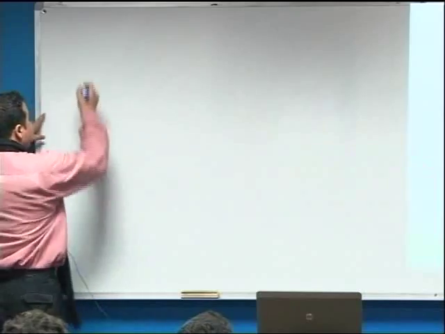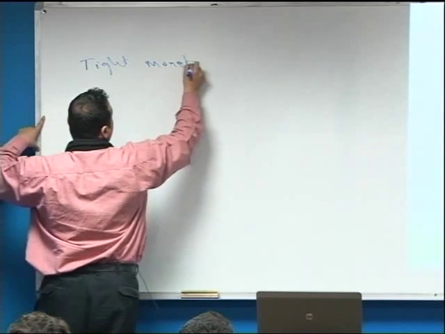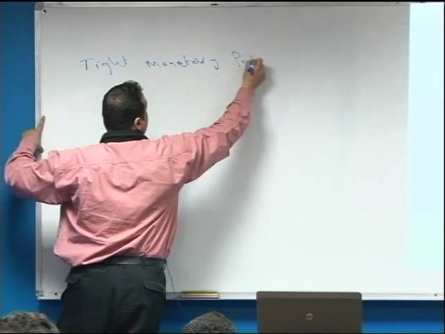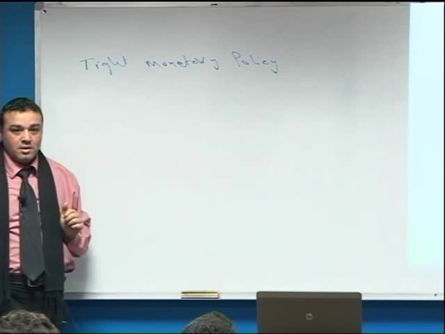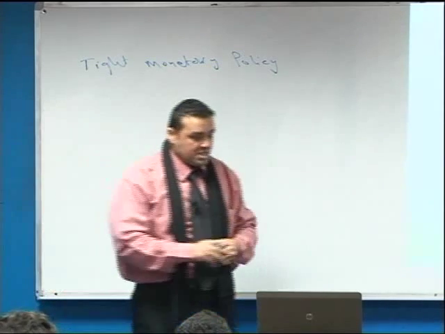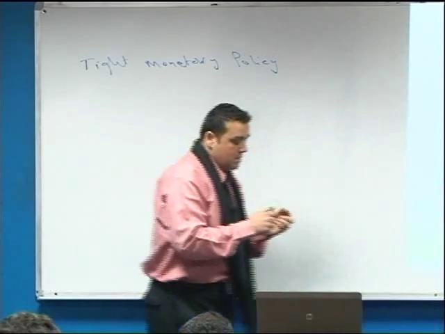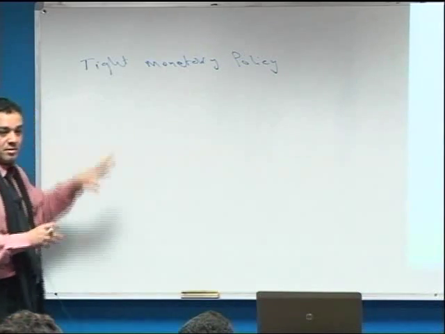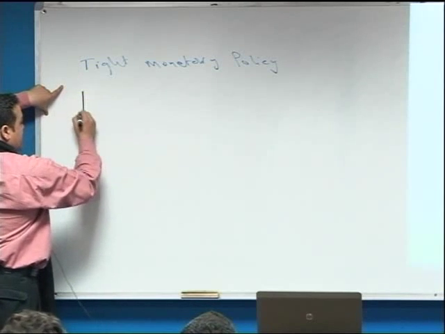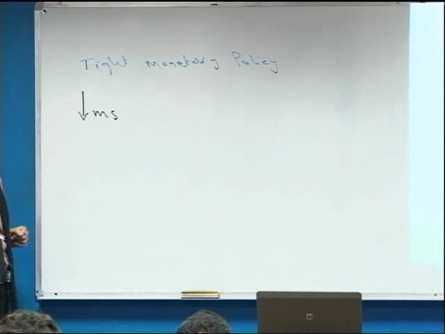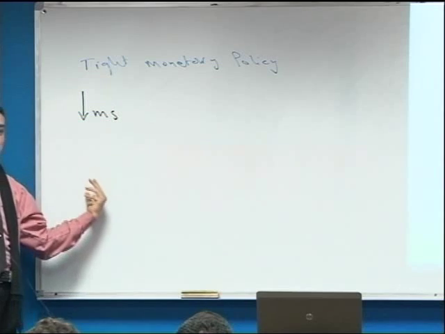Number one is called the tight monetary policy. Means سياسة نقدية انكماشية. In this case, the central bank or the Federal Reserve System can decrease the money supply. The tight monetary policy means سياسة نقدية انكماشية, or decreasing the money supply. Right? What about the second type of the policies?